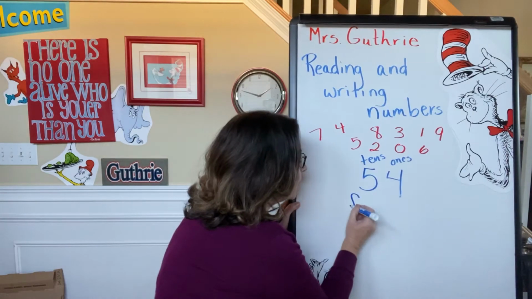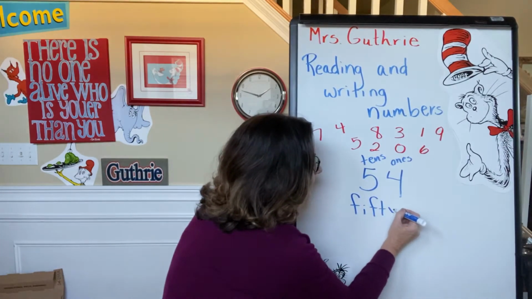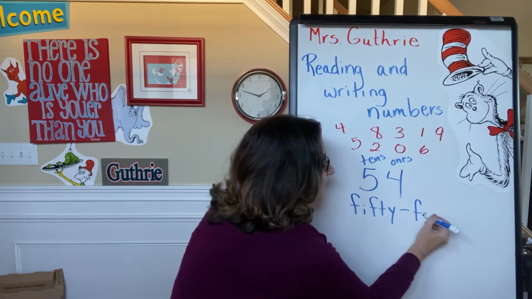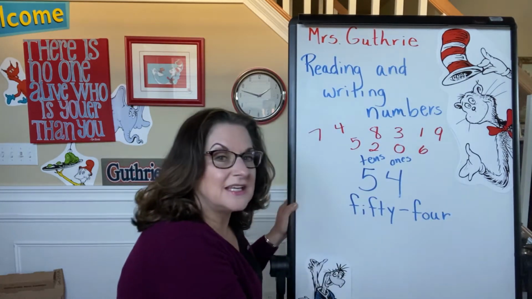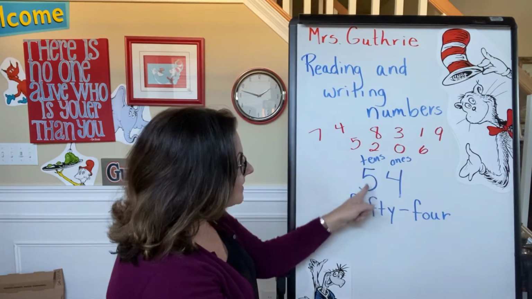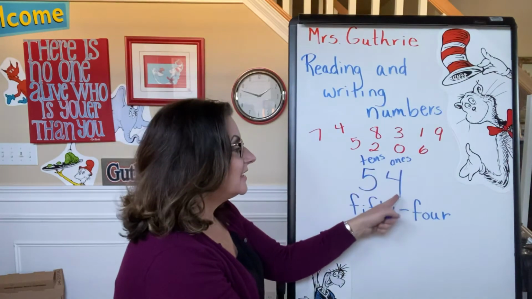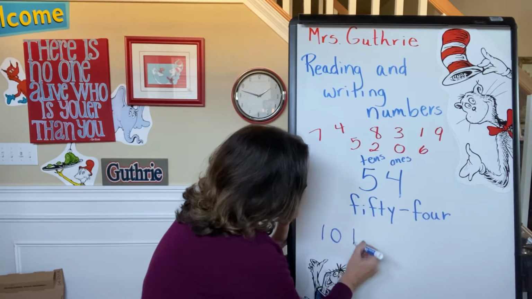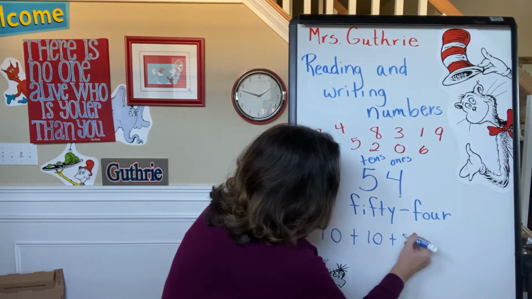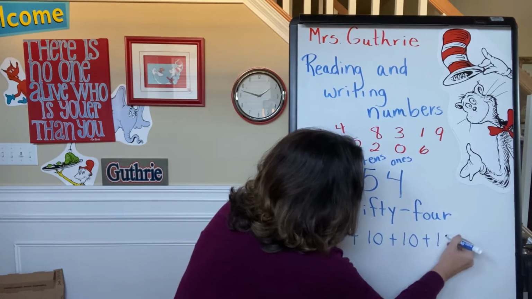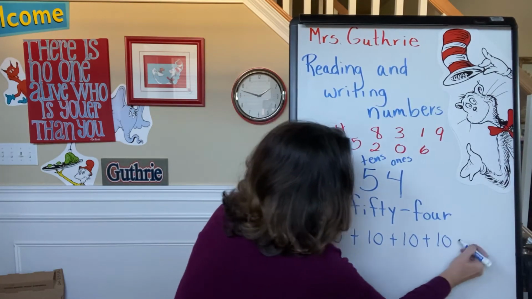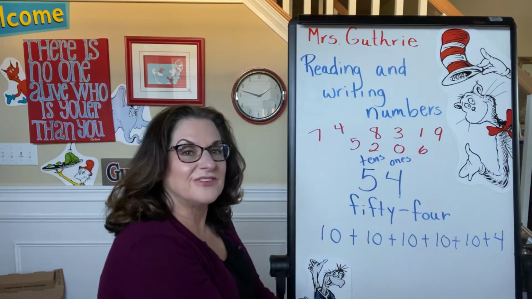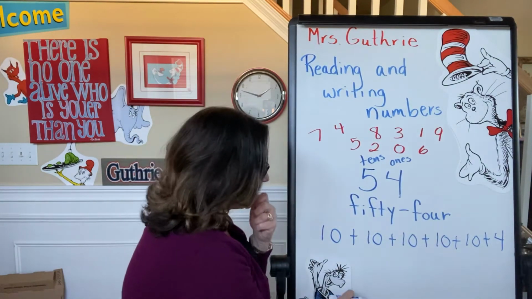I could write it with words, fifty, and we put a hyphen between the tens and the ones, fifty-four. And I could write it in expanded form. I know that this means I have 5 tens and 4 leftover ones. So I could say 10 plus 10 plus 10 plus 10 plus 10 plus 4 equals 54. Lots of ways to write numbers.